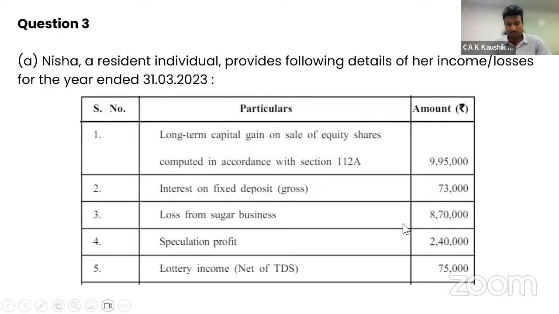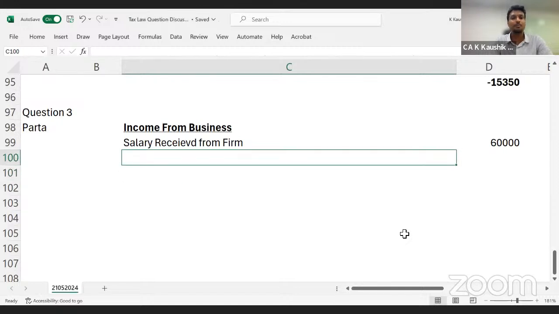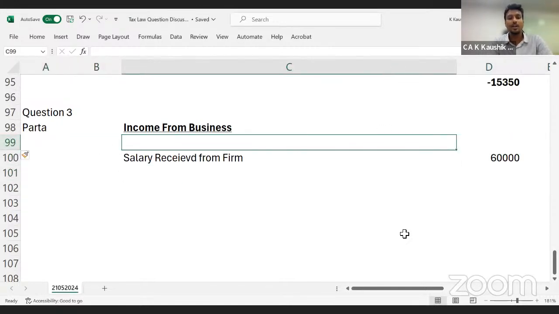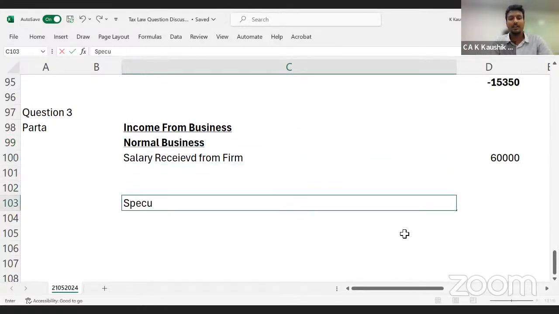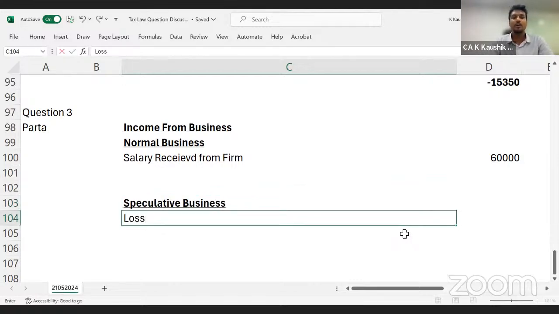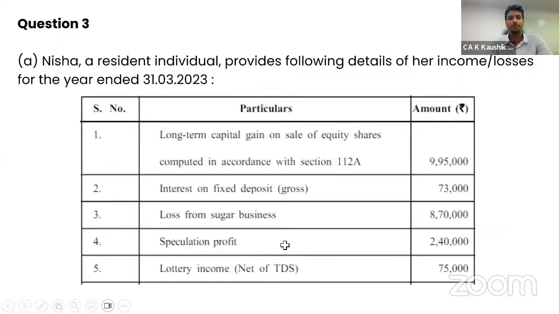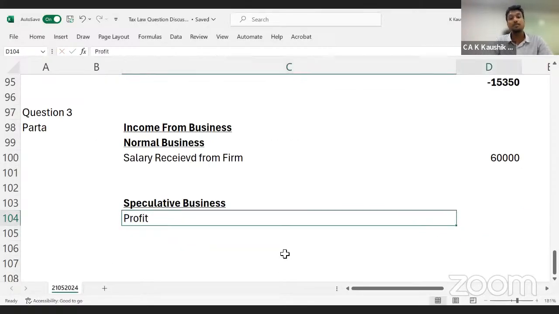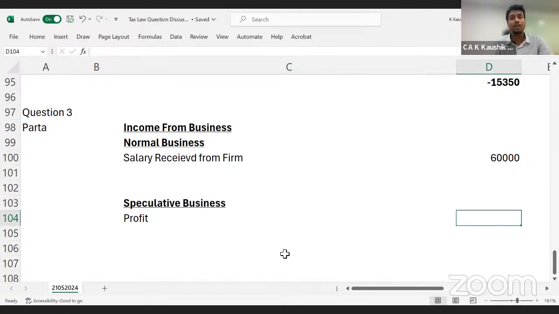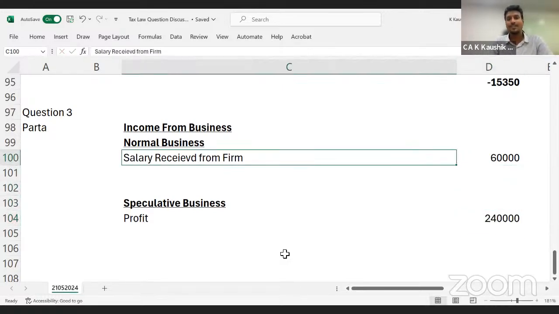Speculation profit. So that is a different business. So under income from business, you'll have to take normal business or regular business and speculative separately. Speculative business is having a loss, and that loss can be set off only against speculative profits. So this loss cannot be set off and this loss is to be carried forward. But here we have speculation profit, so this is not a loss. But speculation business profit can be set off against the loss of other businesses. So profit of 2,40,000 is available here, and salary received is 60,000.